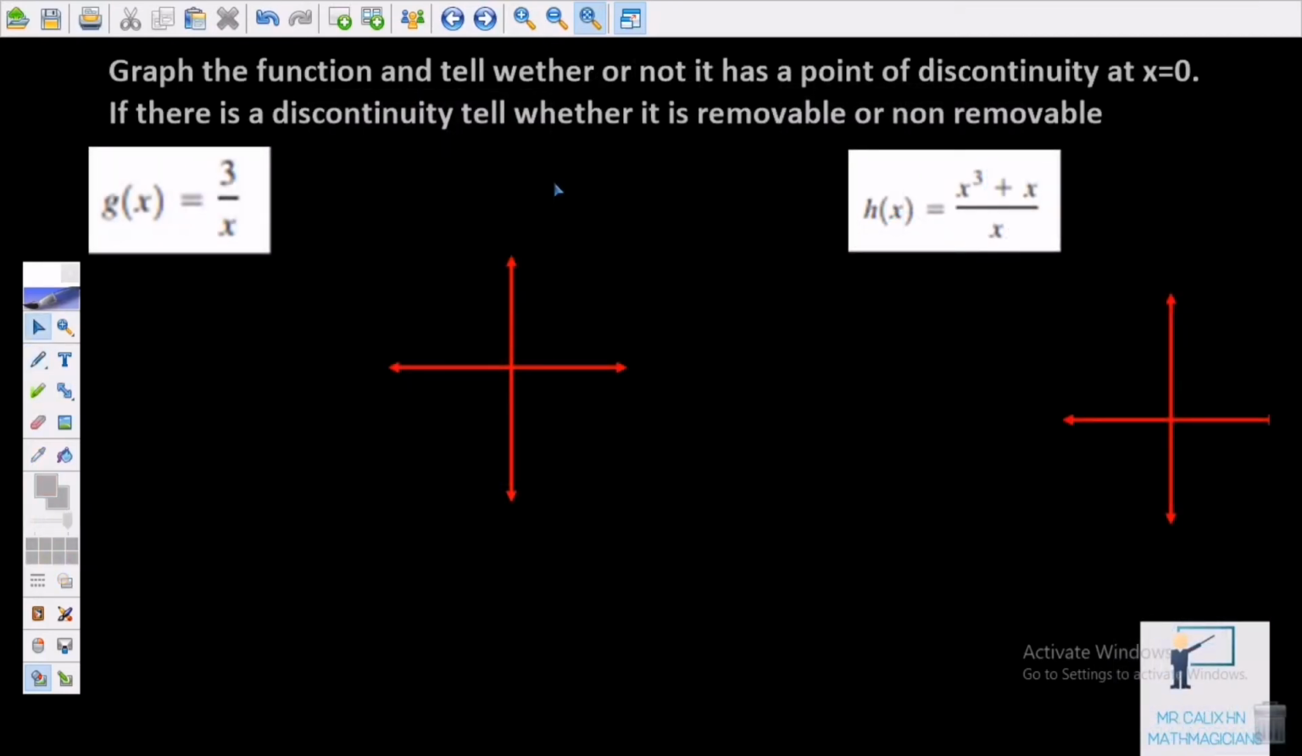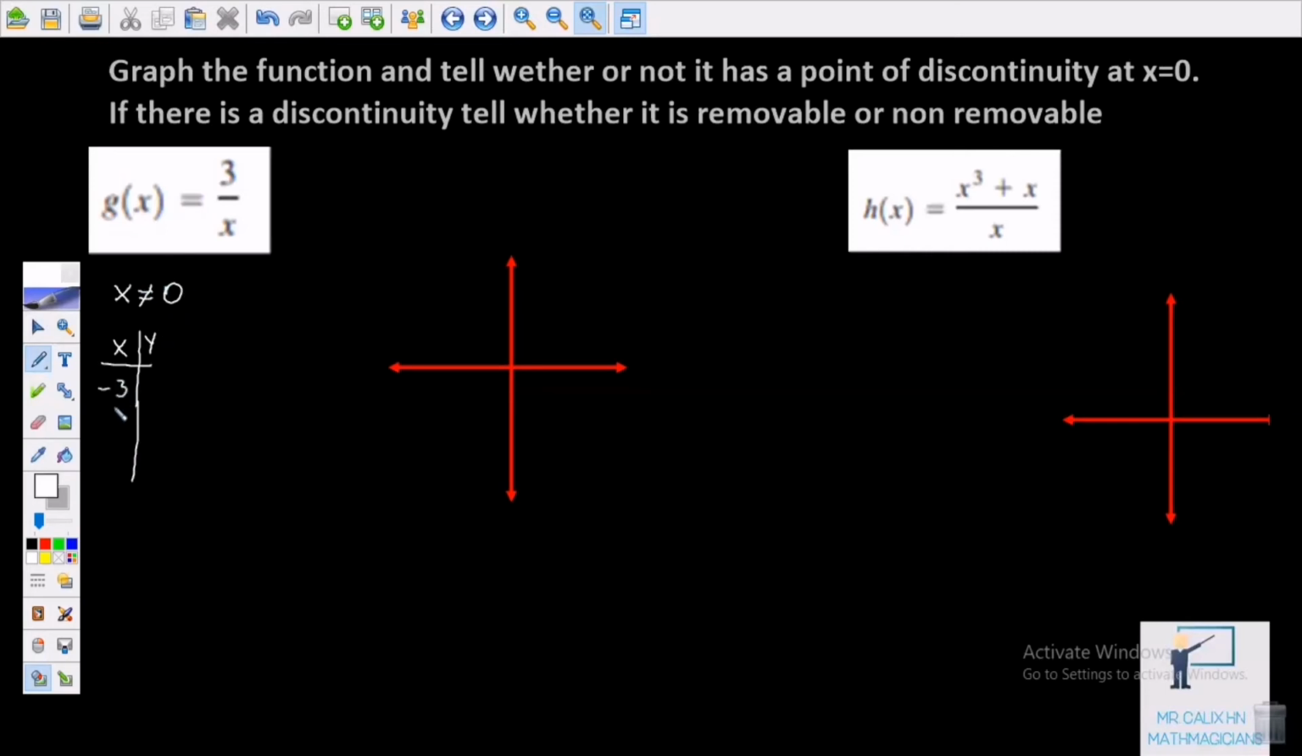It says, graph the function and tell whether or not it has a point of discontinuity at x equals 0. If there is a discontinuity, tell whether it's removable or non-removable. Okay, so the first exercise says g of x is equal to 3/x. The first thing that I'm going to do is find my restriction. X cannot be equal to 0 because it will be an undefined answer. That means that in my table of values, that is easy to make our graph, we're going to use any number we want except 0.